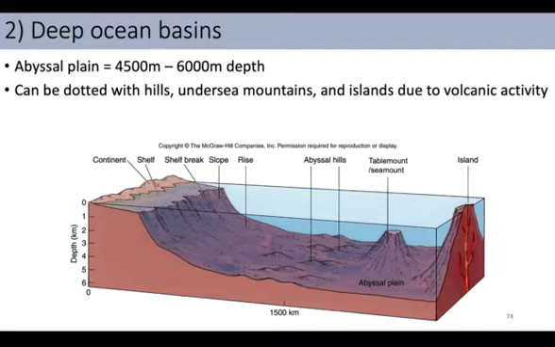It's certainly not flat. There can be hills, undersea mountains. There can be undersea volcanoes or islands caused by volcanoes. But that deep part of the ocean, the deep ocean, is considered the abyssal plain.